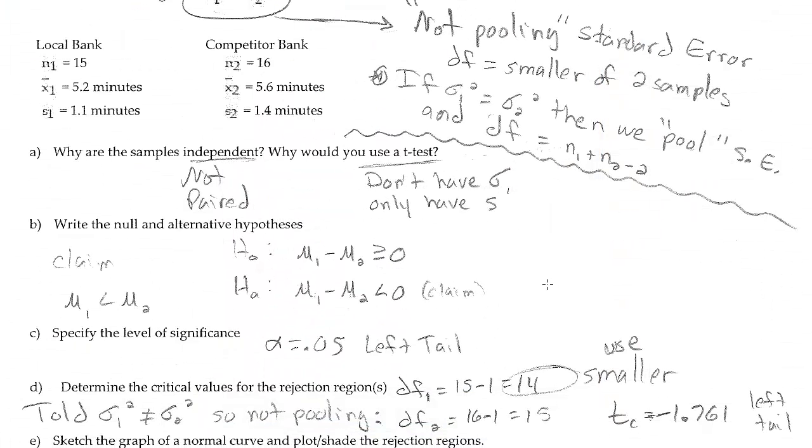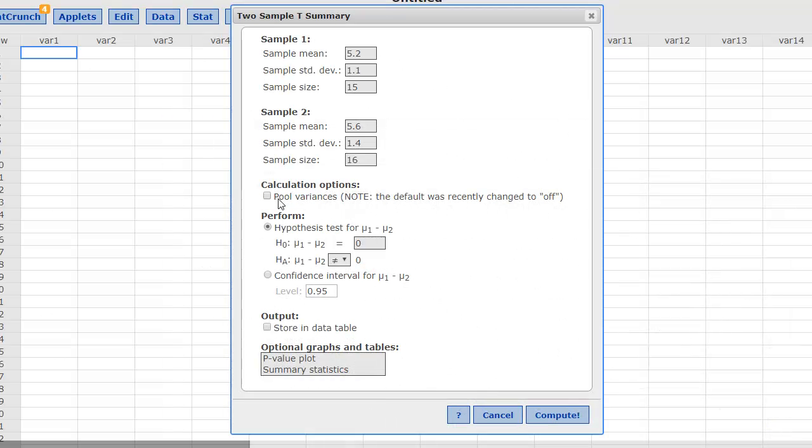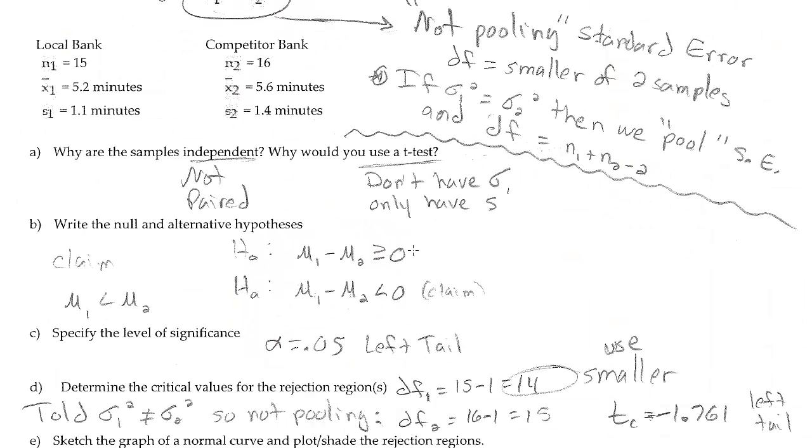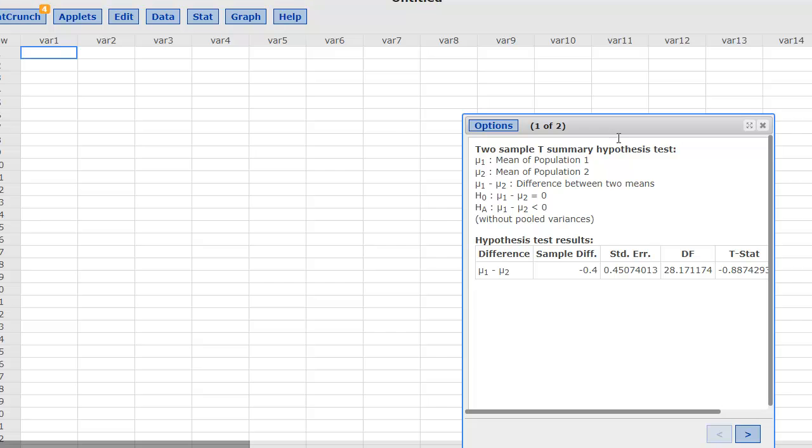So again, just a quick reminder. In this case, the variances were not equal, so we're not pooling. In StatCrunch, we would pool if we were doing that, but in this case, we are not. And then our alternative was a less than, so we had a left tail test, so I'm going to choose the less than. I like the graph, and then I compute.